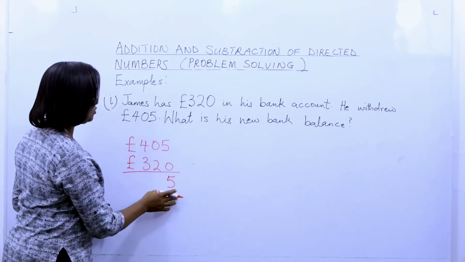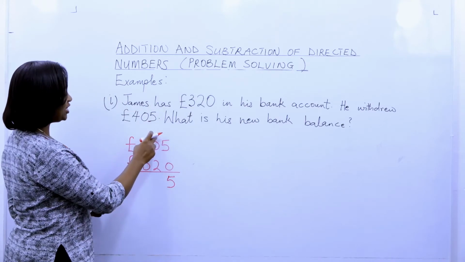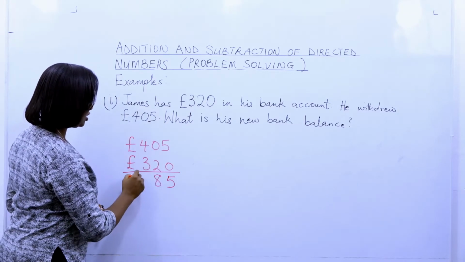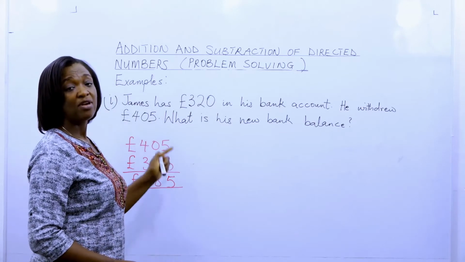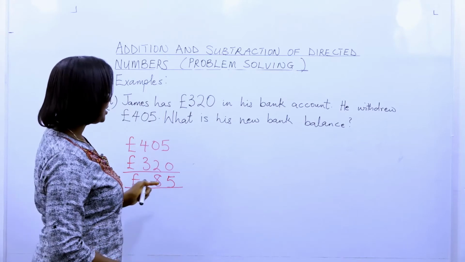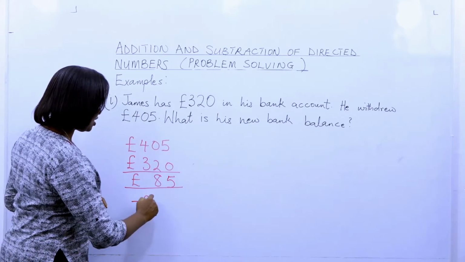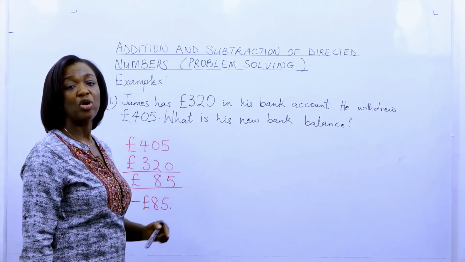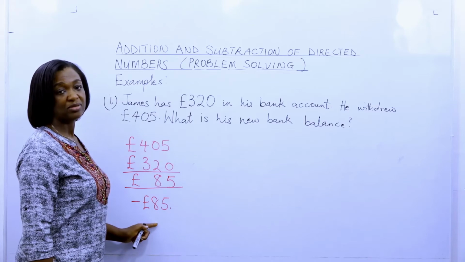5 take away 0 is 5. That's 0, so we borrow 1 from the 4 and it becomes a 10. 10 take away 2 is 8. So he withdrew an excess of 85 pounds. That means that the balance in his account will be minus 85 pounds. So he owes the bank 85 pounds.